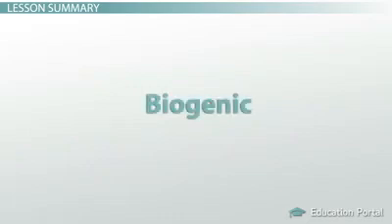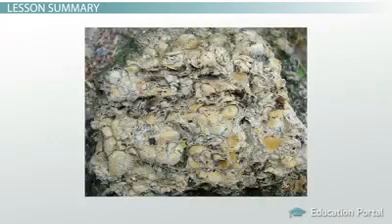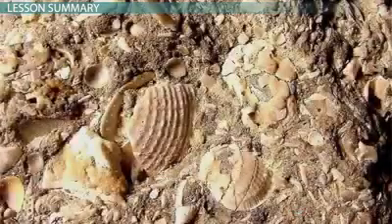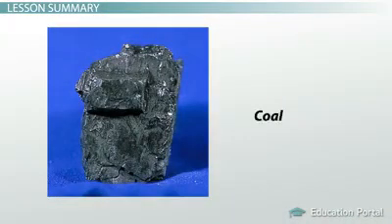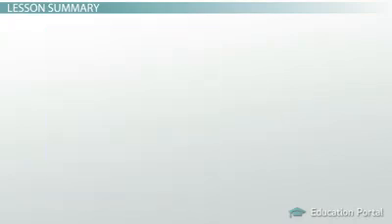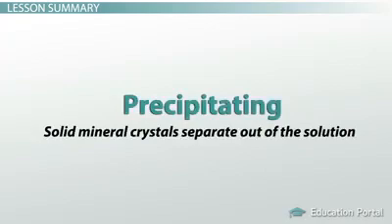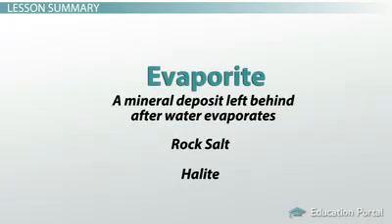Another type of sediment is called biogenic, which is created from the life activities of organisms. For example, in biogenic sediment, we might find fragments of shells or coral reefs or skeletal remains of marine organisms and end up with a sedimentary rock such as limestone. Or you could have the accumulation of plant and animal remains that get compressed to form coal. The last type of sediment we considered was chemical. Chemical sediments are composed of mineral crystals that form out of solution. This happens through precipitating, which is the process by which solid mineral crystals separate out of the solution. Rock salt is an evaporite, which means that it is a mineral deposit left behind after water evaporates.